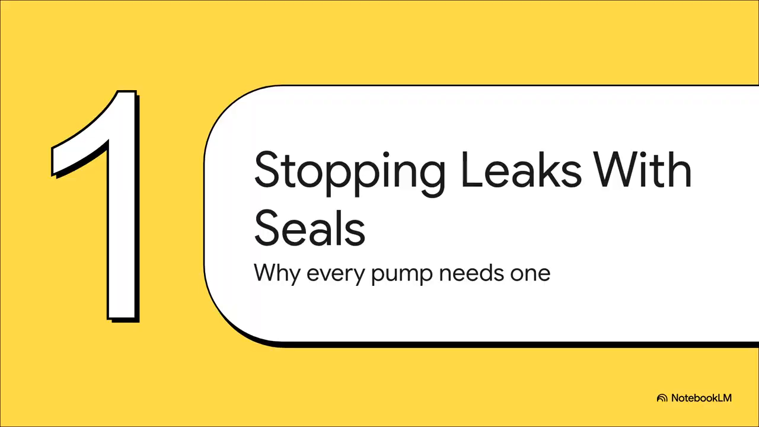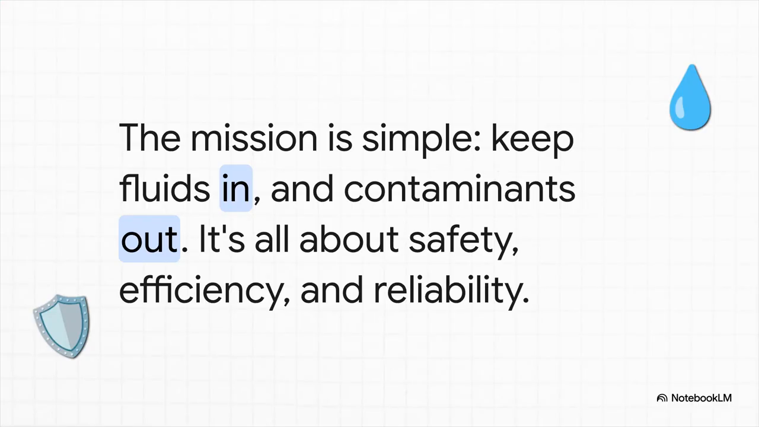Okay, first things first, let's talk about the fundamental problem. Anytime you have a spinning shaft going into a piece of equipment that's full of some kind of fluid, well, you've basically got a potential disaster just waiting to happen. And that right there is the entire mission of a mechanical seal. It creates this perfect running seal between that spinning shaft and the stationary part of the machine. Its whole job is to keep the product, whether that's water, oil, or some nasty chemical, from leaking out, and to stop all the gunk like dirt and dust from getting in. It really is all about safety, efficiency, and reliability.